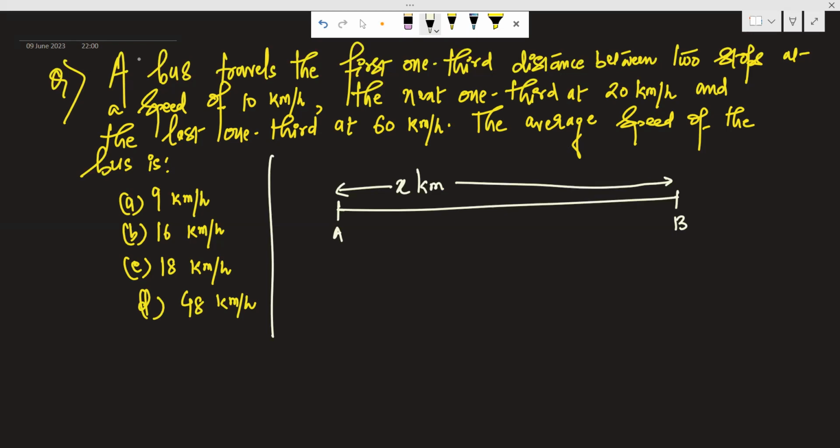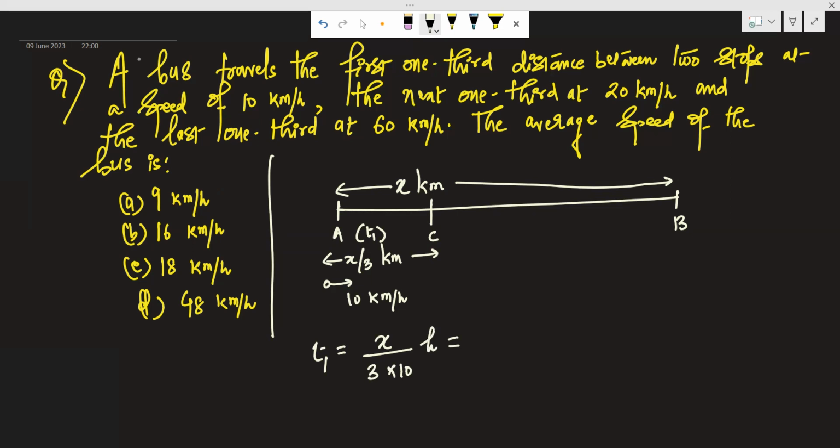So first one third means up to the distance x by 3 kilometer. The object was moving at 10 kilometer per hour. Let's say that for covering this, A to C, one third distance, it took a time t1. So what will be the time t1? We know that speed is distance by time, so time will be distance by speed. So x by 3 was the distance and speed was 10, so it will be in hours: x by 30 hour.